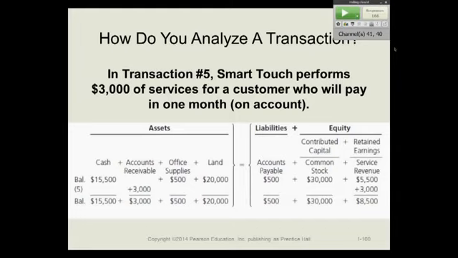Any questions on those two? I want to make sure we have everybody in the game. We differentiate the revenues from cash, revenues from receivables. Right now, your total revenue is $8,500. It doesn't matter if you collected it or not.